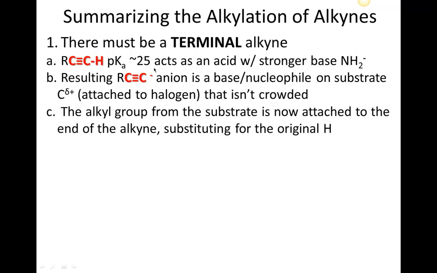So if we put in a stronger base, such as the anion of ammonia, whose pKa is about 35, we can make an anion out of this by picking off this hydrogen. And so here's our anion. And whatever the cation is, whatever came with this guy, which is usually sodium. All right? Now that can be a base or a nucleophile.